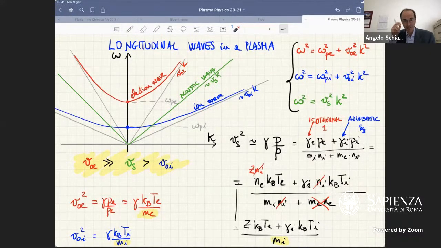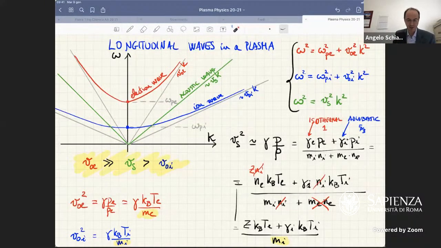The density of the plasma. If the density of the plasma changes, you know that inside the plasma frequency here at the numerator, we have the density of the ions and of the electrons. So we change the value of these points here. So all these dispersion relations can change and vary along the plasma, reflecting the local plasma conditions.